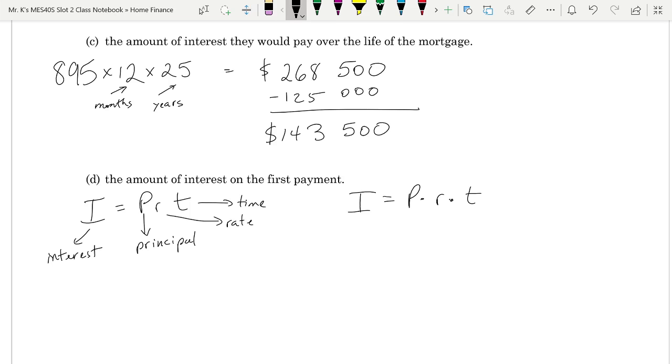I can't force my fingers to make the x symbol for multiply when I start using variables. It just feels wrong to me. So there we go. Interest is principal times rate times time. So the interest is, what was the principal again? Principal, if you look back a page, that's how much you borrowed. So $125,000. What's the rate on this interest?